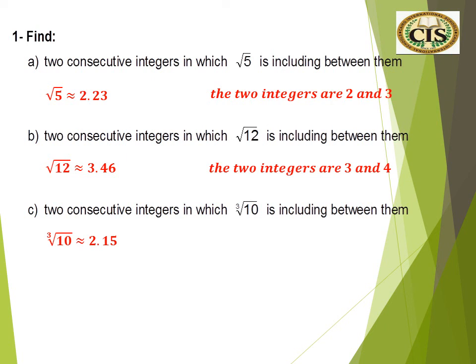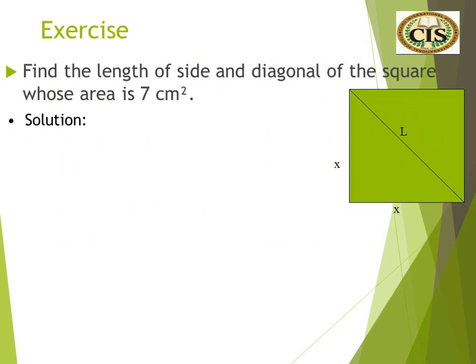What about the cubic root of 10? Using a calculator, the cubic root of 10 is approximately 2.15. We take 2 and the integer just greater than 2, which is 3. So the cubic root of 10 lies between 2 and 3.